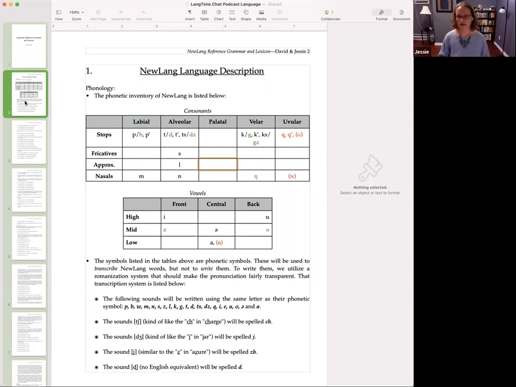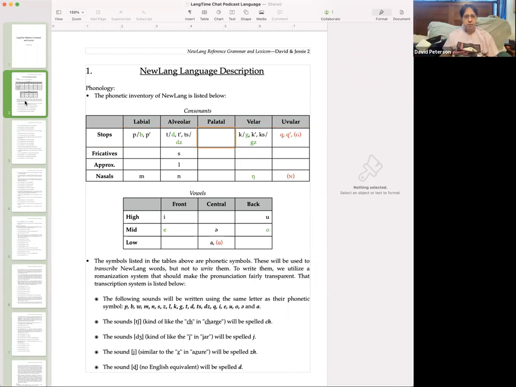Now, David just deleted the glottal column, which I think was a good decision, because I can't imagine a glottal coming from nowhere. I think palatal is the only one that could be problematic. We'll hang on to it for the time being. Now, let's jump to the vowels.